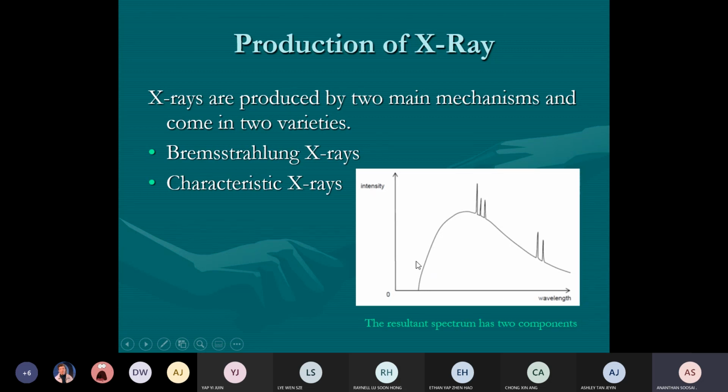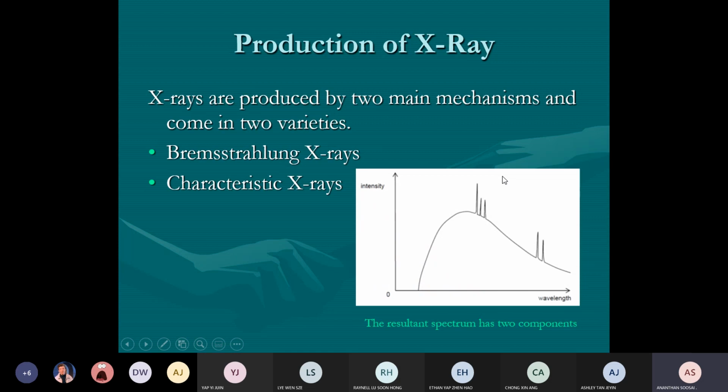Then why is there a cutoff? Why is a certain minimum wavelength observed? How do you explain this? This is due to when an electron makes a head-on collision, all the kinetic energy is converted to one single photon, which results in this cutoff wavelength. 2 marks. Then, 2 marks, they ask why there is a spike, why a certain maximum intensity is observed. How do you explain this?